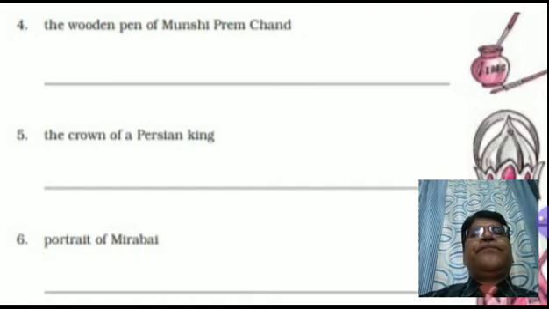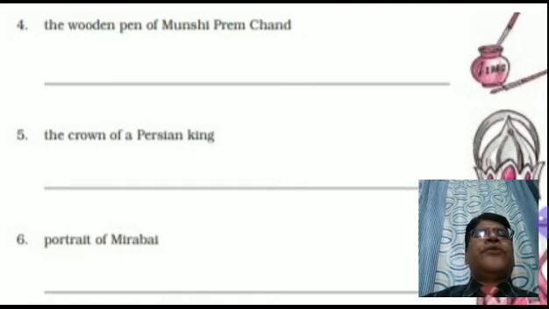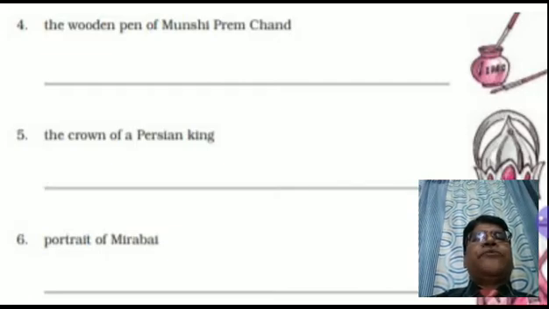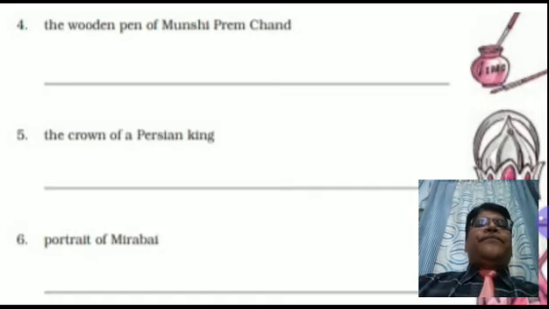Next one, the crown of a Persian king. They saw a Persian king's crown. Next number, portrait of Mirabai. They saw Mirabai's portrait.